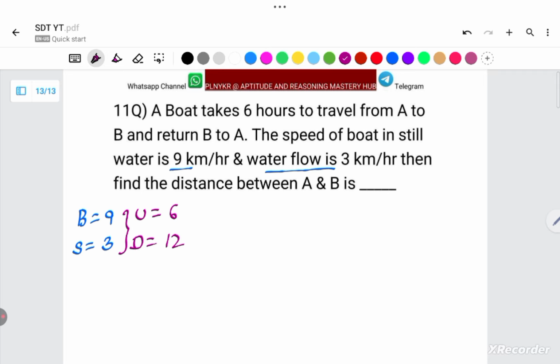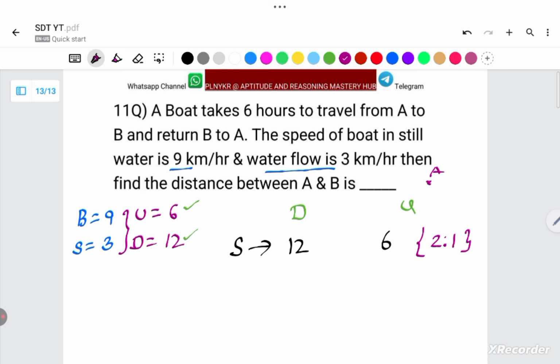Here, the boat took 6 hours to travel from A to B and return from B to A. So one will be upstream, another will be downstream. In both cases, the distance is common, because the distance between any two places will be the same, right? So first I will take the speeds, which we already found: 6 kilometers per hour and 12 kilometers per hour. Downstream speed is 12 kilometers per hour and upstream is 6 kilometers per hour, so the speeds are in the ratio 12 is to 6. The simplified ratio will be 2 is to 1.